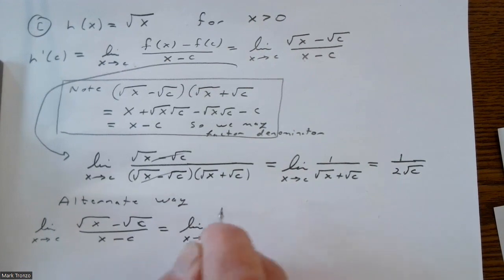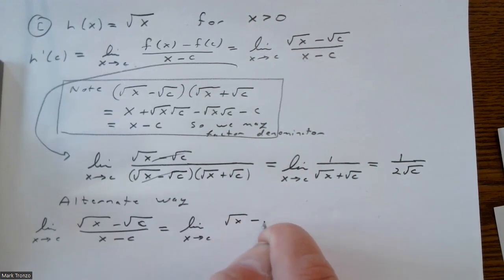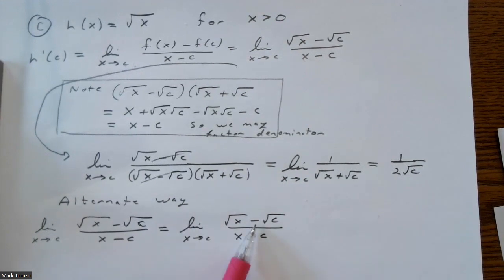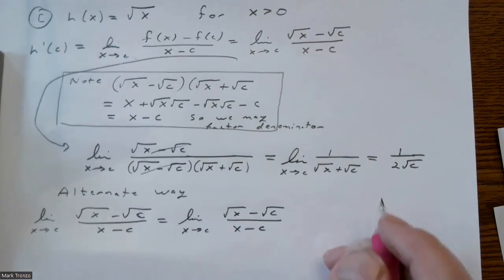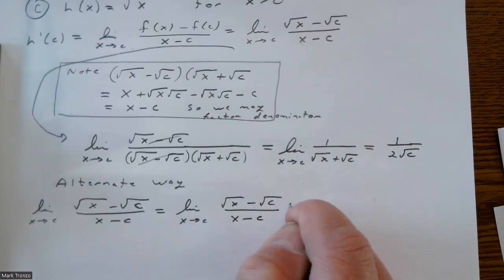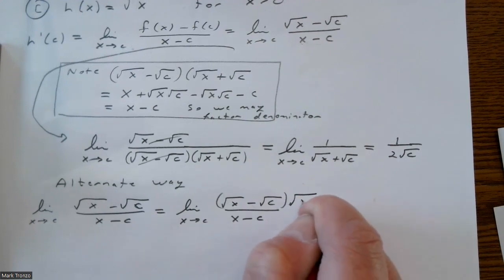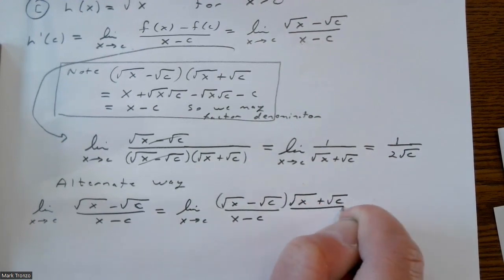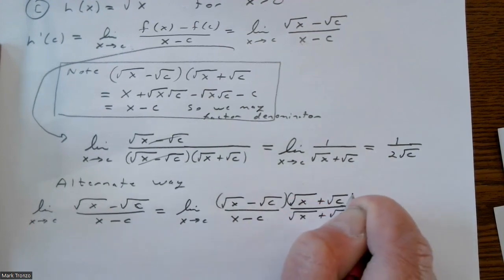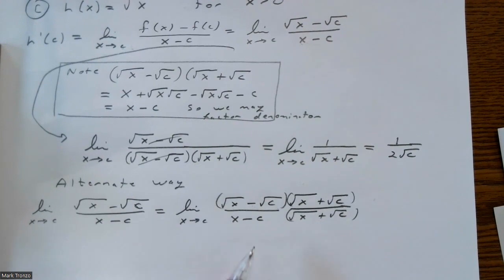So once again, remember the conjugate is you just take whatever we have here. If this was a positive, we would multiply it by square root of x minus square root of c over square root of x minus square root of c. If this is a negative, we multiply by the positive version. So just multiply this by square root of x plus square root of c over square root of x plus square root of c. Once again, we're allowed to do that because it's just multiplying by 1.